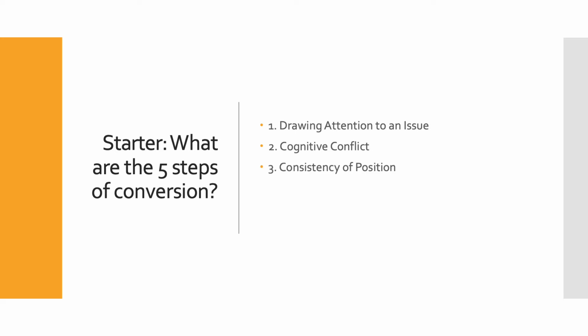Consistency of position. So they were always consistent with their views. The suffragettes started in 1903. They only got the right to vote in 1918. So it was a long process and a long time of fighting for this change.